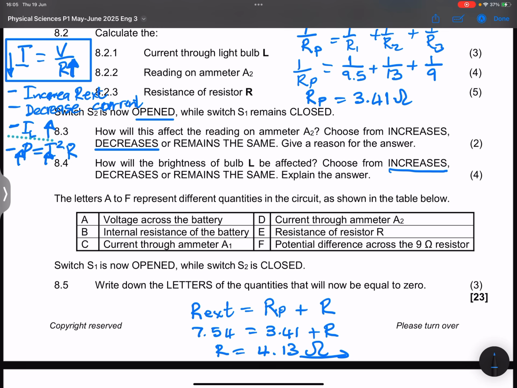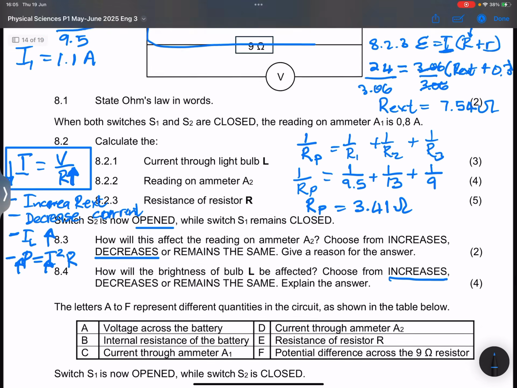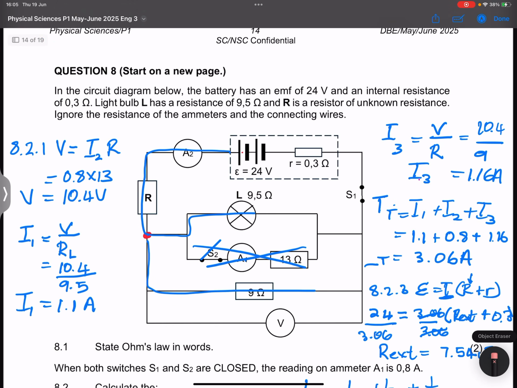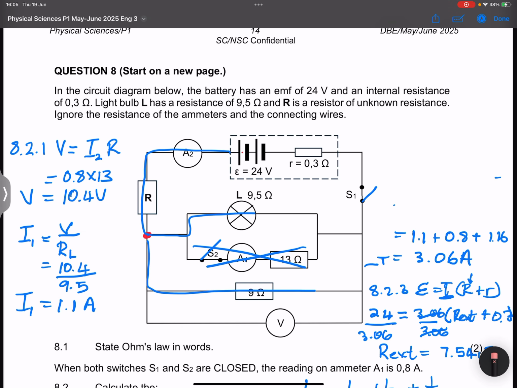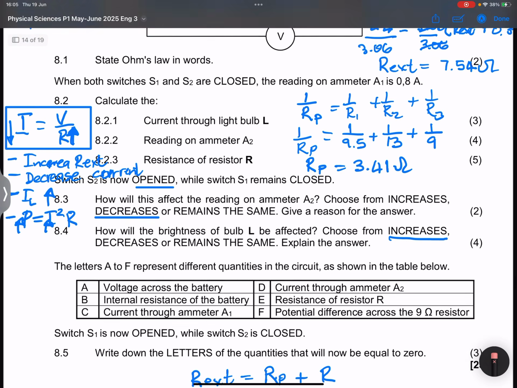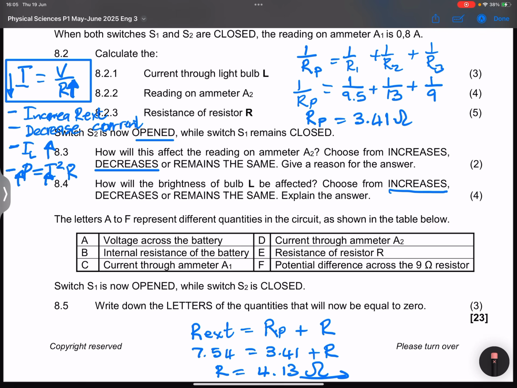Right, now in this case, the last portion, they say the letters A to F represent quantities in the circuit as shown in the table. All right, they say switch S1 is now opened. Now, the moment we open switch S1, I want you to note, ladies and gents, that it means the current flowing through the circuit is suddenly going to be zero, right? There's no longer any current flowing throughout your circuit, right? Now they say to you, write down the letters of the quantities that will now be equal to zero.